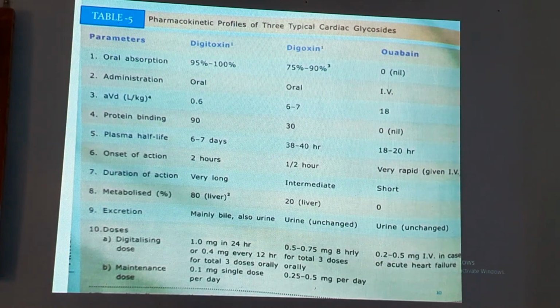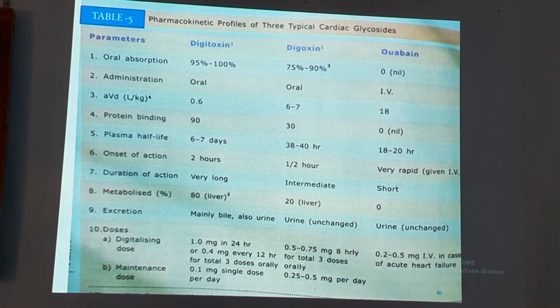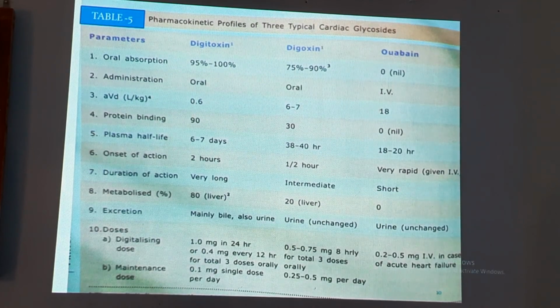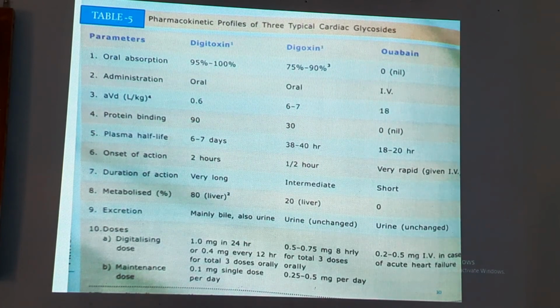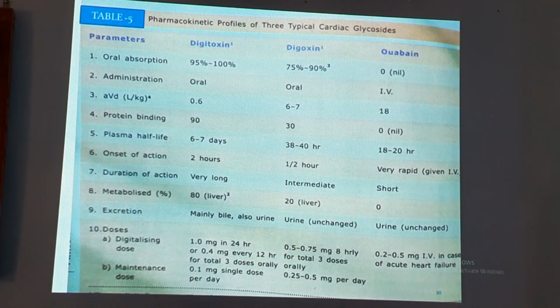In cases of digitoxin it is 0.6, while in cases of digoxin it is 6 to 7, that is more than 10 times in comparison to that of digitoxin. And ouabain has 80, so it is much higher, 3 times that of digoxin. Protein binding: digitoxin 90%, digoxin 30%, and ouabain is 0, that is nil.